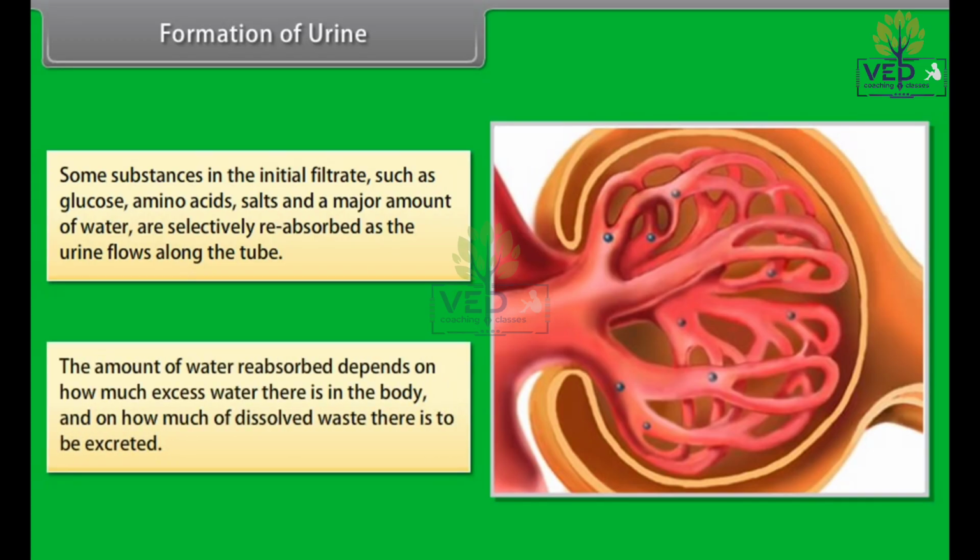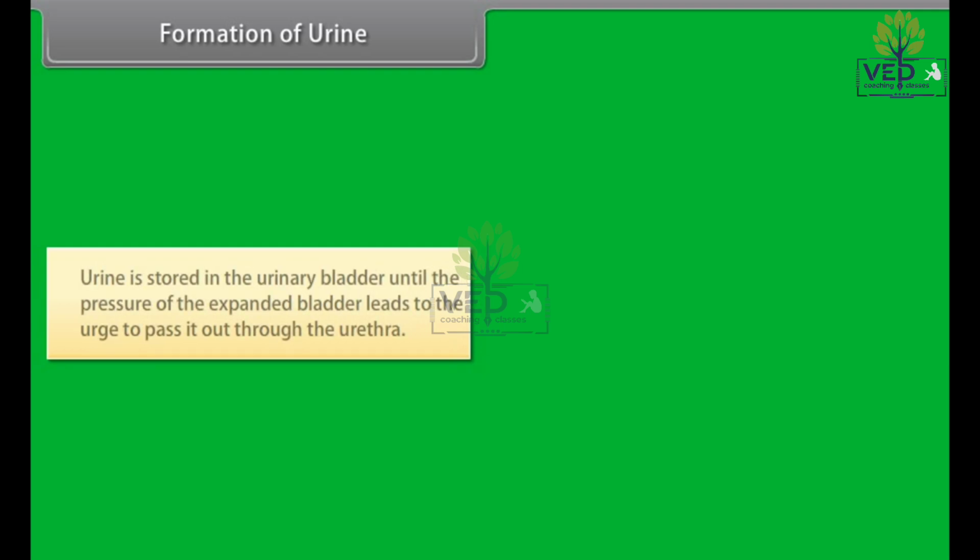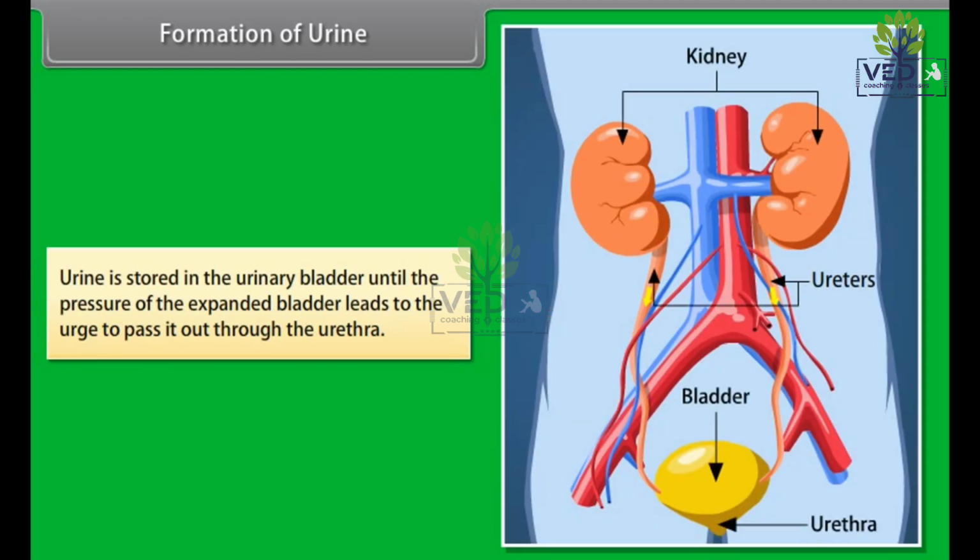The amount of water reabsorbed depends on how much excess water there is in the body and on how much dissolved waste there is to be excreted. Urine is stored in the urinary bladder until the pressure of the expanded bladder leads to the urge to pass it out through the urethra.